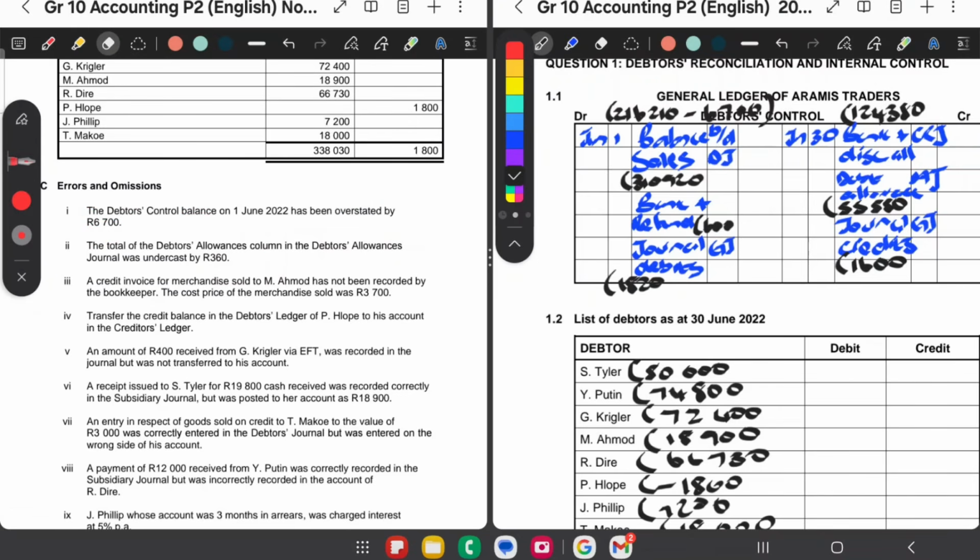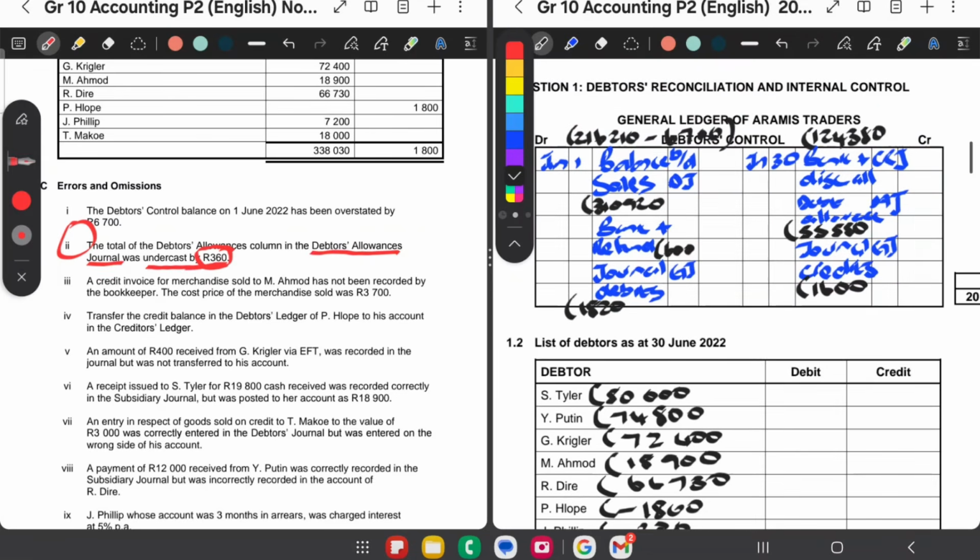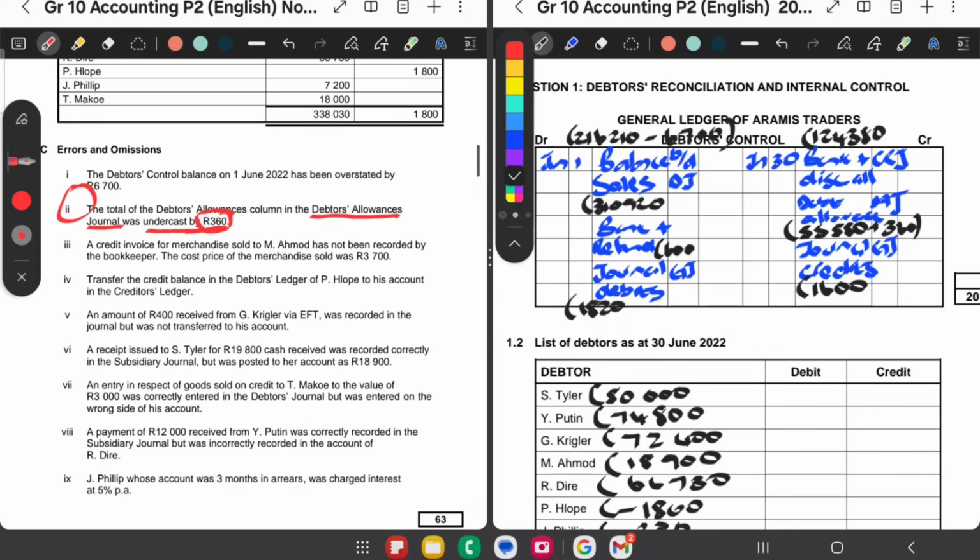Next, I'm going to do adjustment number 2. Adjustment number 2 says, the total of the debtors allowance column in the debtors allowance journal was undercast by 360 Rand. So I'm going to go to the debtors allowance journal. There's the debtors allowance journal, and because it was undercast, I'm going to add. So here you just add the 360. And it's only the journal. It's not an individual account, so I'm not touching the list.